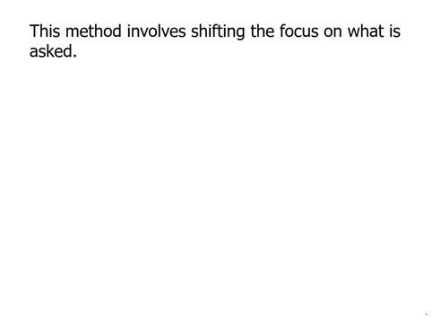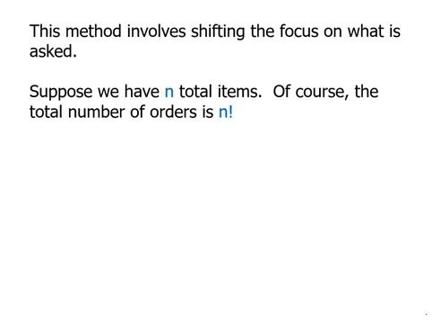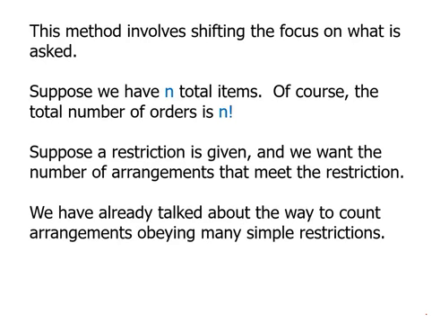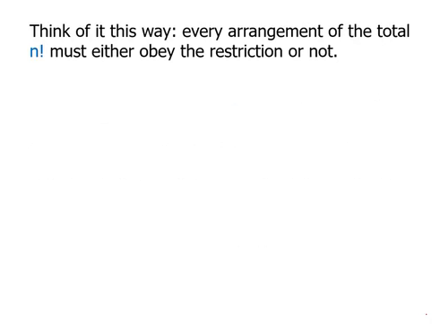So the method I'm going to talk about here involves shifting the focus on what is asked. Suppose we have n total items. Now, if there are no restrictions at all, the total number of orders is n factorial. We can just put those n items in any possible order. Suppose a restriction is given and we want the number of arrangements that meet that restriction. We have already talked about the way to count arrangements obeying many simple restrictions. Now, for a more complex restriction, here's another way to think about it.